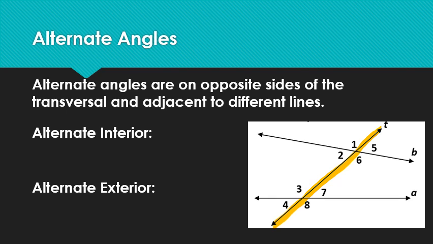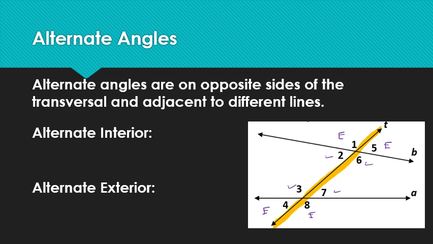So when I think about what defines interior angles, angles 2, 6, 3, and 7 are interior because they are between my two coplanar lines. Whereas angles 1, 5, 4, and 8 are all exterior angles because they are outside of my two coplanar lines.